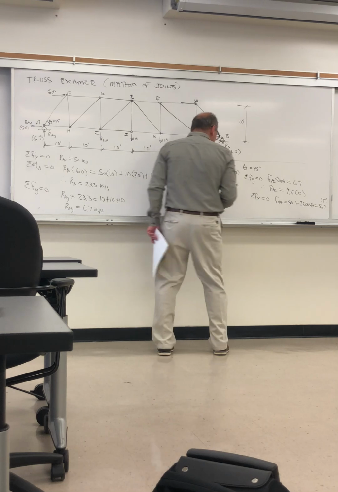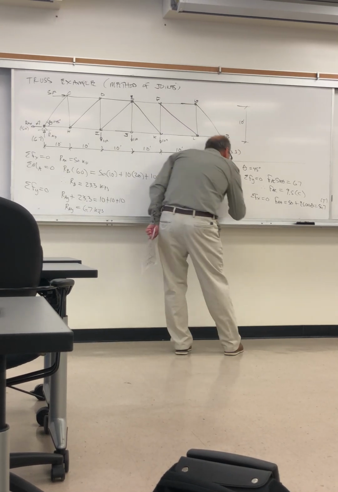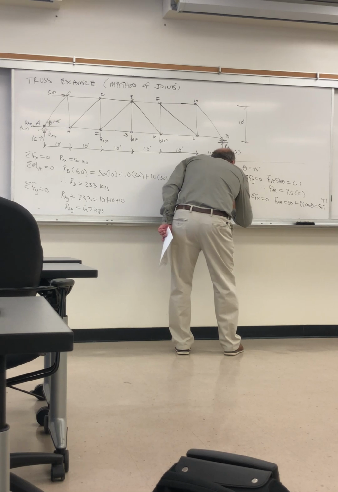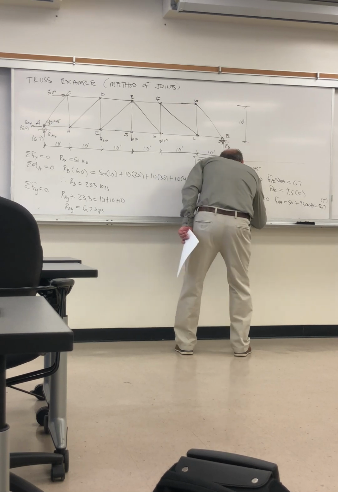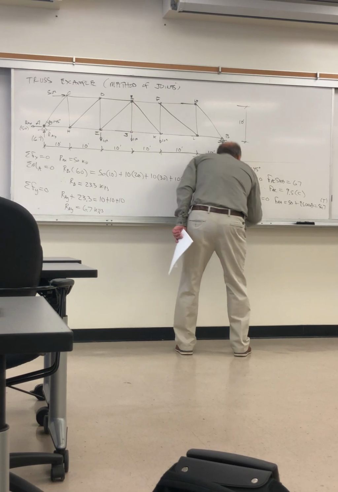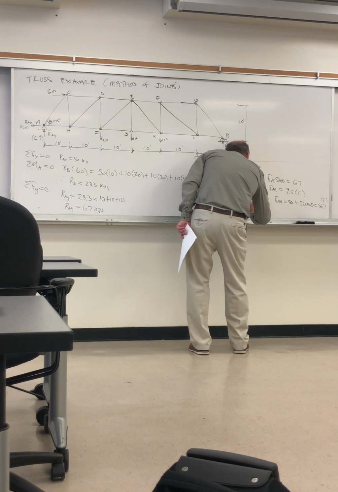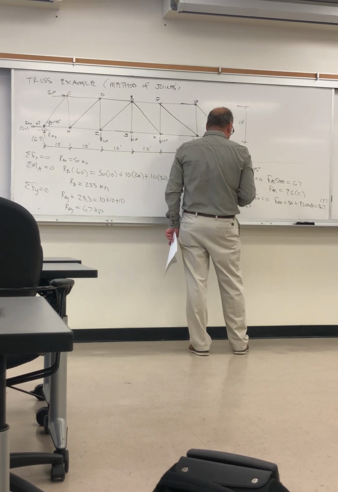So I'm going to redraw the joint here so you can look at it. We have 50, 6.7, 56.7, and 9.5.